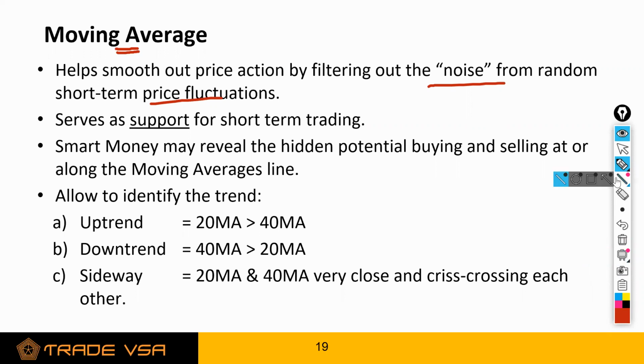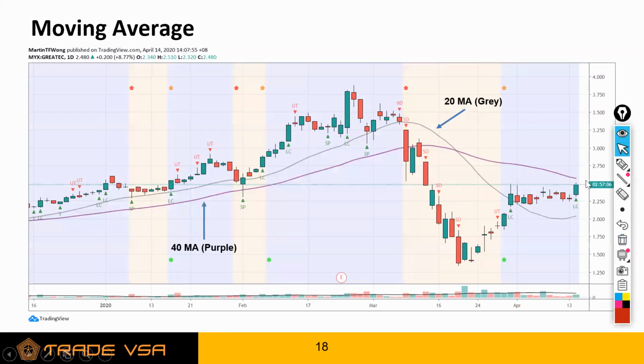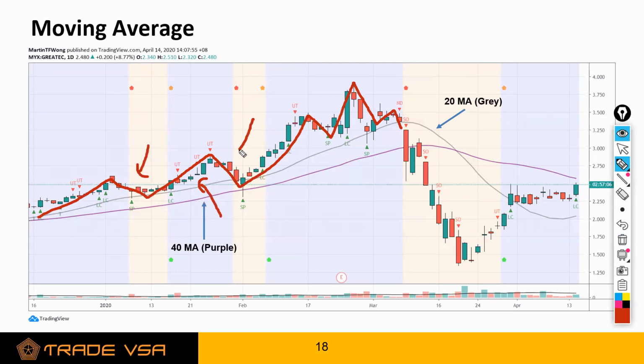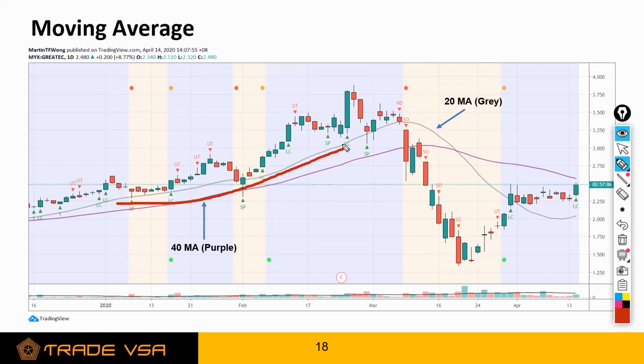For example, using this chart over here, Grab Tech. In these areas, it's a bit difficult to tell whether this stock is in a downtrend or an uptrend. If you use the 20/40s, you can directly know that this stock is actually still in a long-term uptrend. Of course, until here it breaks.